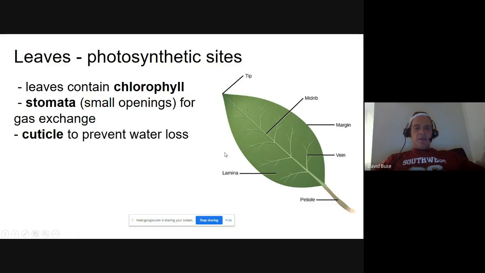Leaves, recall from our section that leaves are the photosynthetic units of plants. They allow plants to absorb light. They allow plants to exchange gases, and in many cases, they have a cuticle to prevent water loss. This is the primary organ of photosynthesis in plants.